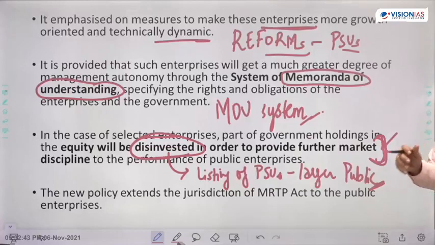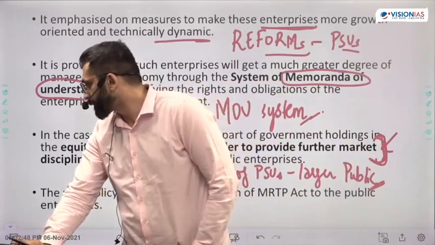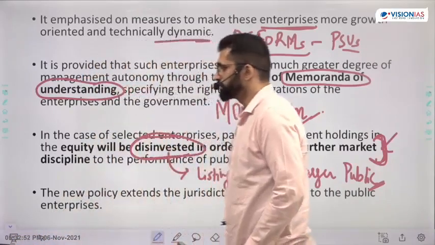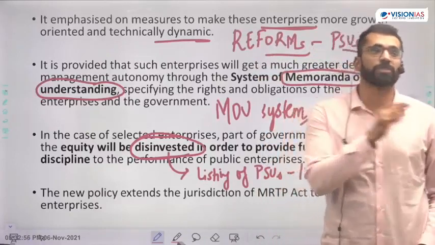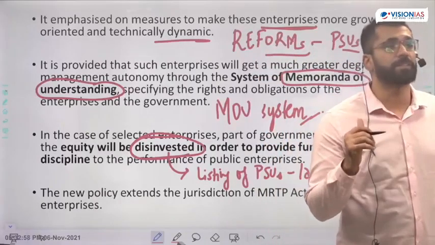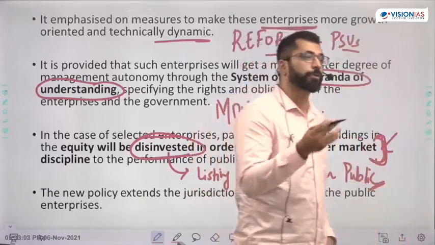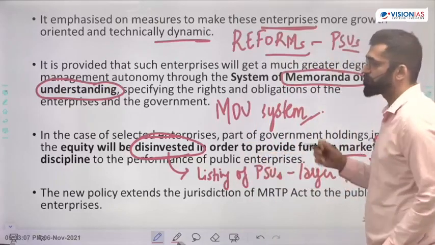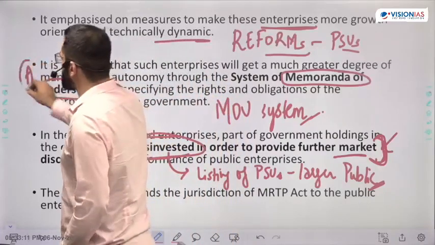In privatization, the management and ownership control is in the hands of the private. Management and ownership goes in the hands of the private. Here, in disinvestment, only a few shares are given to the larger public. And the moment you list yourself in the stock market, there is a sense of market discipline. So there are two reforms. One is disinvestment and the other is the MOU system.